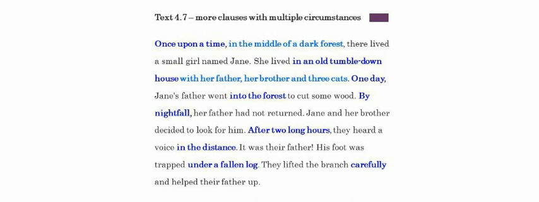Once upon a time, the probe question is, when? In the middle of a dark forest, the probe question is, where?